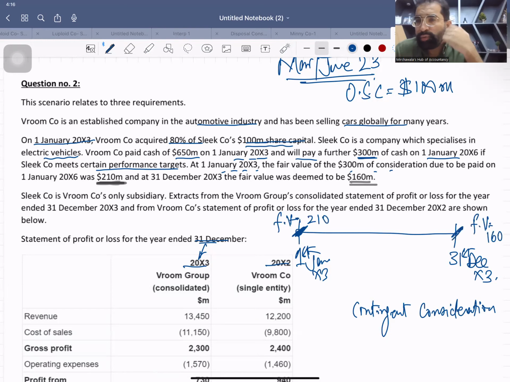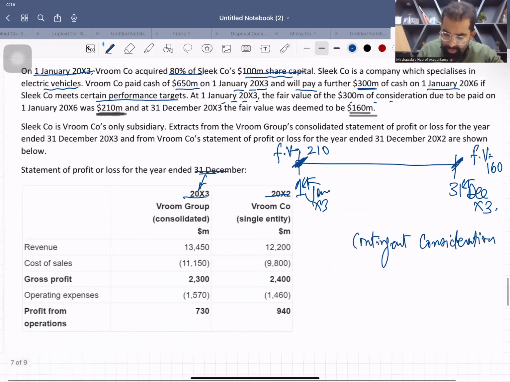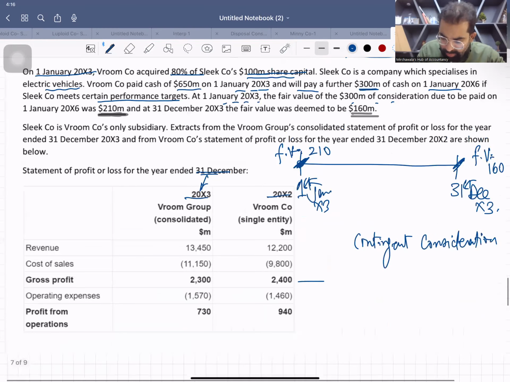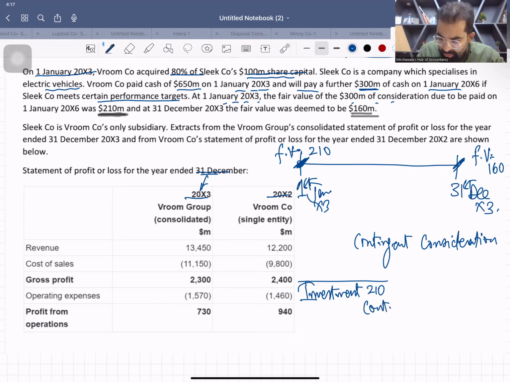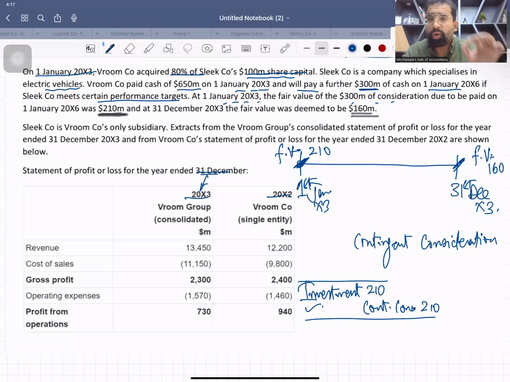Now, hope you remember, for the goodwill calculation purpose, the acquisition date fair value will be used. And you know what the entry is? Let me show you the entry. The entry will be investment debit, which is 210, and contingent consideration credit, which is your liability, credit 210. Investment debit and contingent consideration credit.